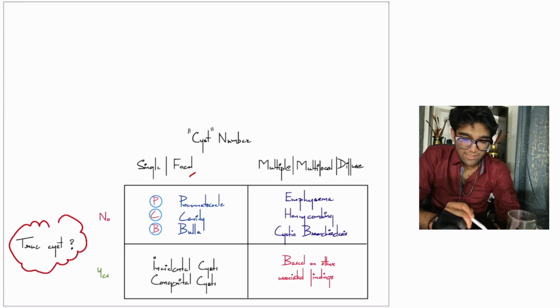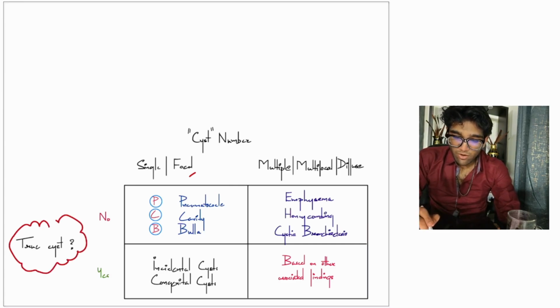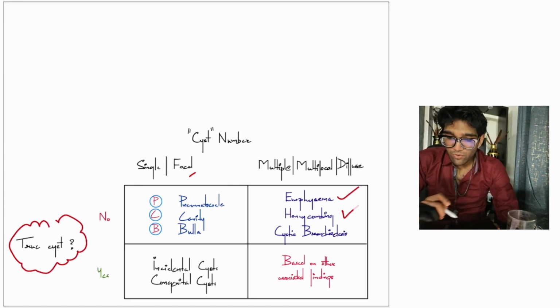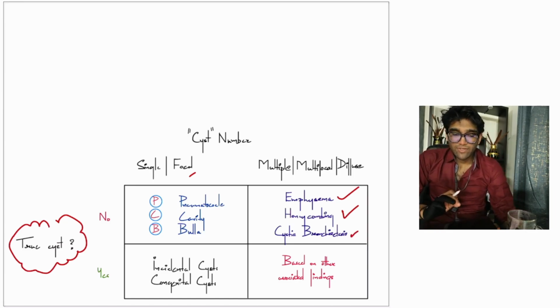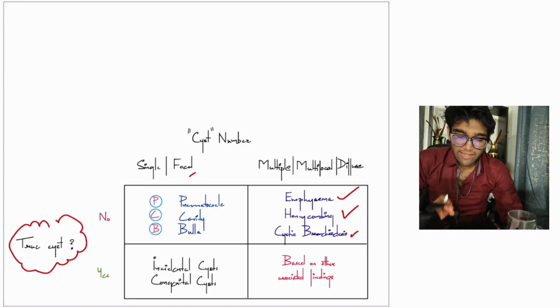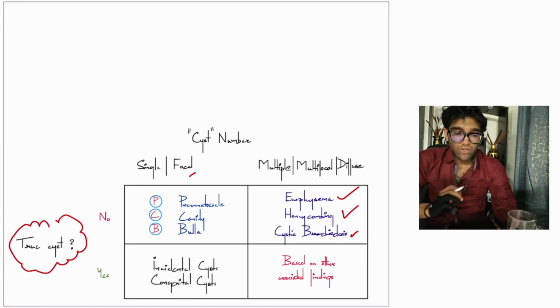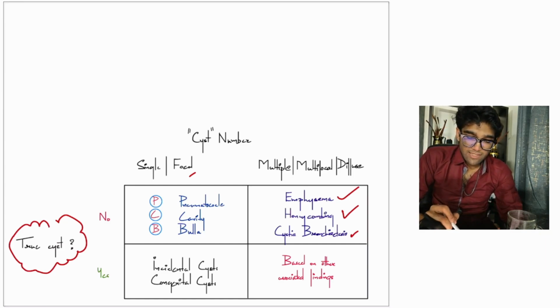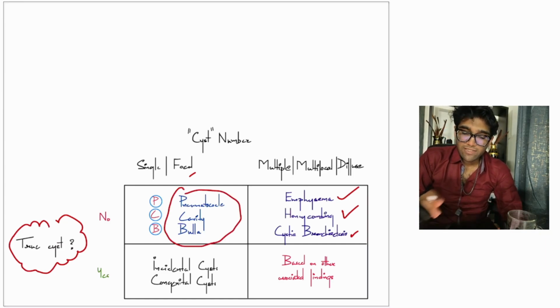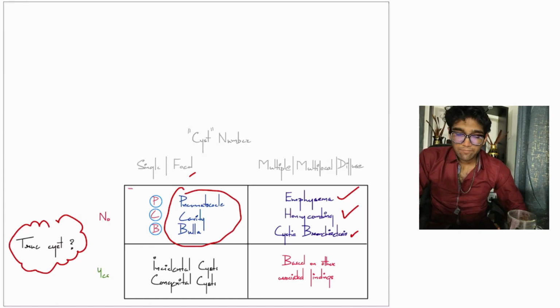We've already discussed the definitions of emphysema, of honeycombing, and of cystic bronchiectasis, and we will be discussing the definitions of pneumatocele, cavity and bullae. So then you have a single or a focal cyst. It is these three entities that are possible differential diagnoses. So how do we differentiate them? How we differentiate them is as follows.